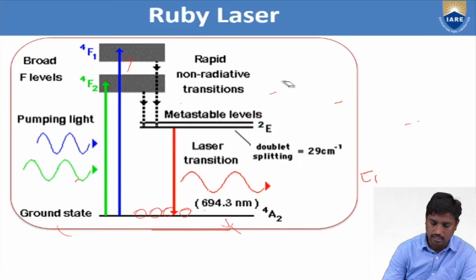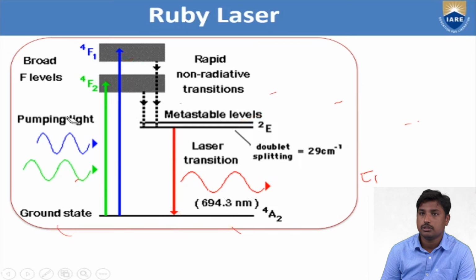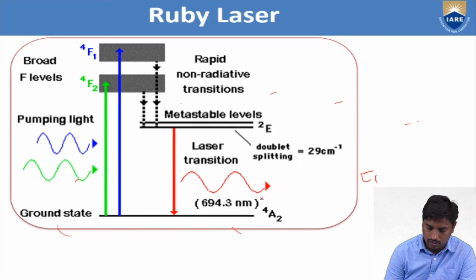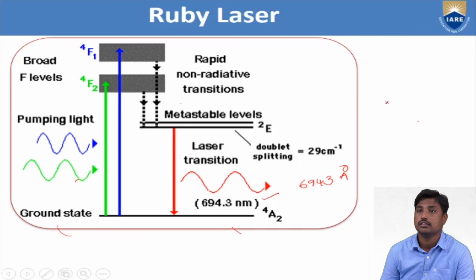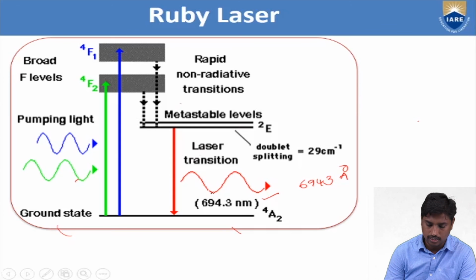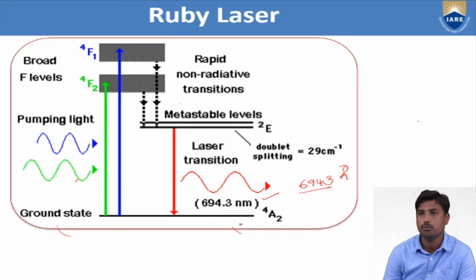Laser transition occurs between E2 and E1 by the stimulated emission process. How much wavelength is produced here? 6943 angstroms of wavelength is emitted in this radiation. So from the metastable state, the laser transition between E2 and E1 produces how much wavelength? 6943 angstroms, or 694.3 nanometers.